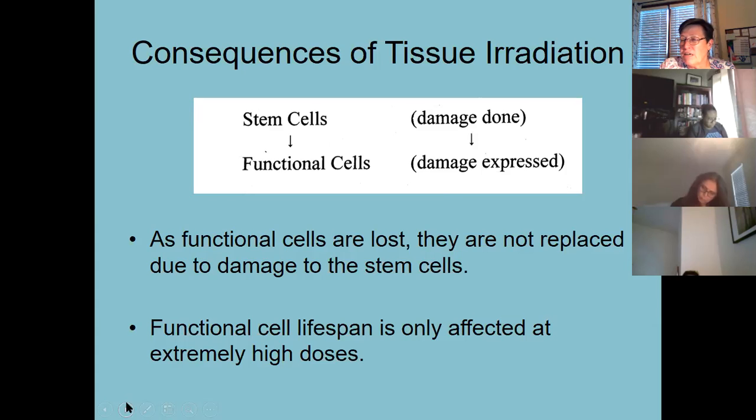Well, as the functional cells are lost, there won't be any stem cells to progress to differentiating cells to ultimately progress to functional cells. If we kill the stem cells, we won't have enough functional cells at some point in time to replace those that are lost on a regular basis. The only time the functional cells would be affected would be at very, very high doses.